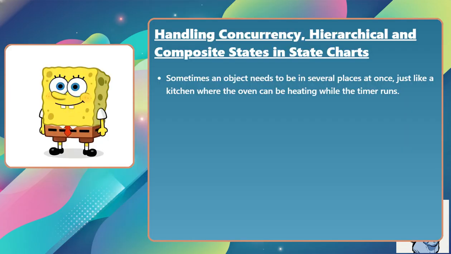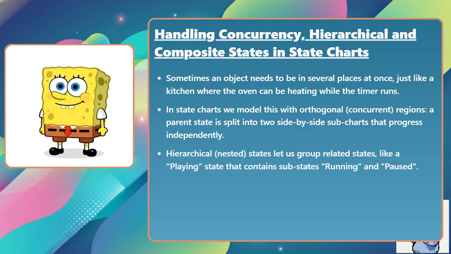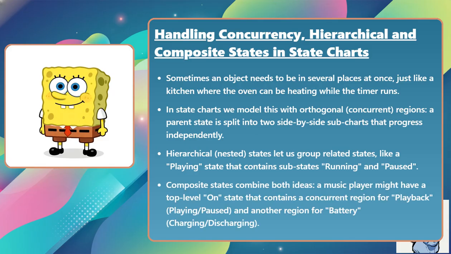Sometimes an object needs to be in several places at once, just like a kitchen, where the oven can be heating while the timer runs. In state charts, we model this with orthogonal concurrent regions. A parent state is split into two side-by-side subcharts that progress independently. Hierarchical nested states let us group related states like a playing state that contains substates running and paused. Composite states combine both ideas.